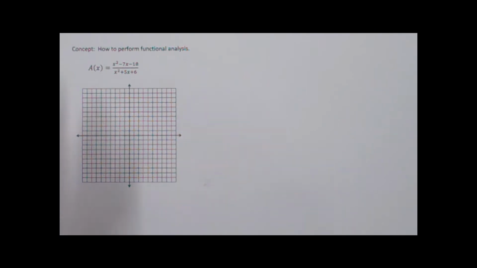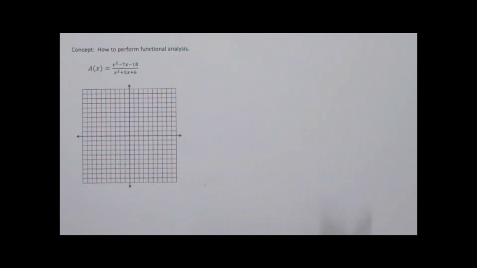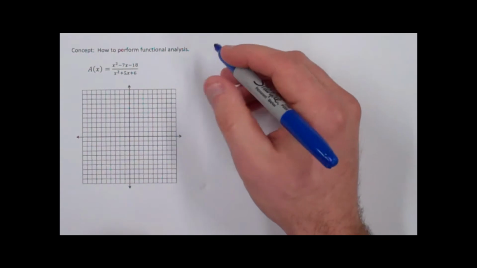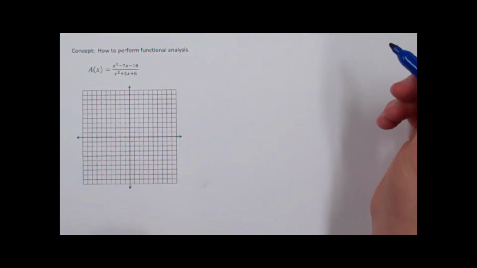So when I look at a situation like this, a rational equation, I'm going to want to know a few things when I'm graphing. One thing I'm going to want to know is if there's any vertical asymptotes or holes, if there's any horizontal asymptotes, and then also what the x-intercepts or y-intercepts will be. So let's take a look at the first one here. We're going to investigate whether there's any vertical asymptotes or holes.